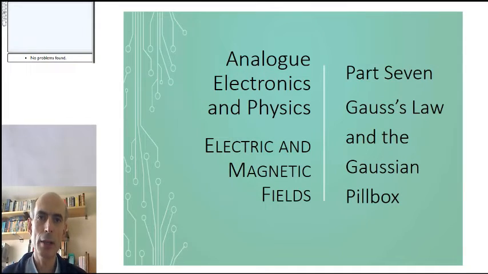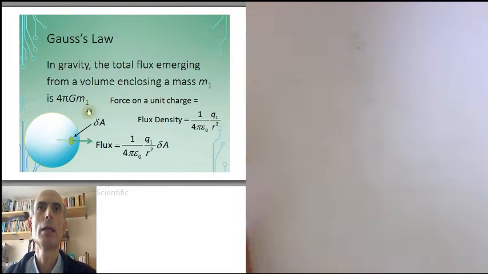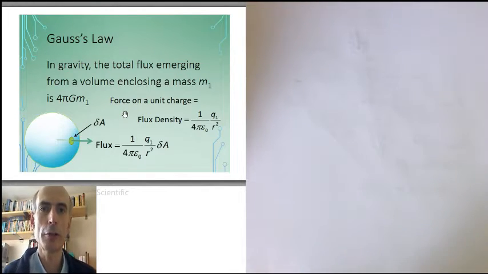This time, talking about how flux can be used to solve real problems, and something called Gauss's law, which allows us to calculate quite easily how much flux to expect. We've seen before that with a gravitational field, the total amount of flux emerging from a mass of m1 is 4 pi G m1. And we can do a very similar calculation for electric fields.